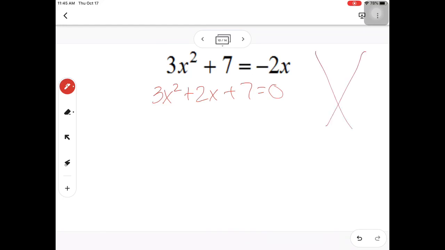If I go to factor, 3 times 7 is 21, adding to 2. And then you're going to think of all the ways to multiply to 21. So I can do 1 times 21 or 7 times 3. Neither of those will let me factor. So this is not factorable, which means now I'm going to have to use the quadratic formula just like on the last one. Again, I always try to factor first.